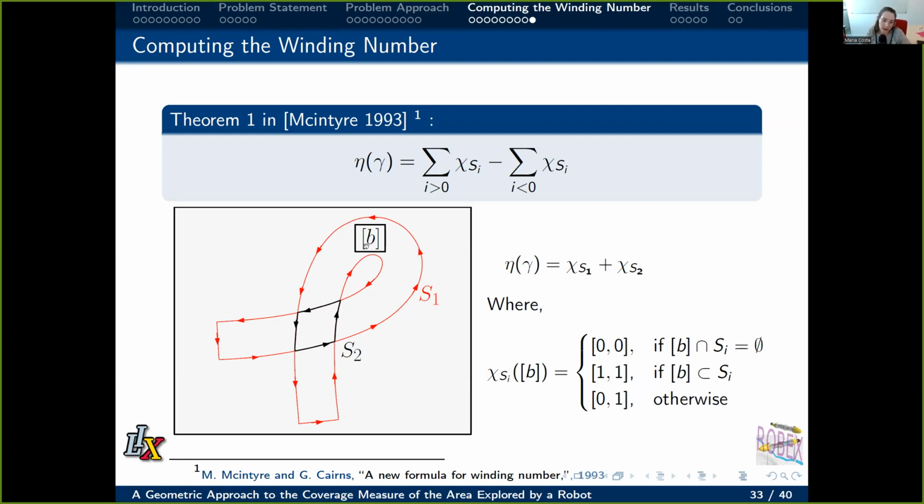So for this example, the winding number would be equal to the singleton 1. And for this example, it would be the interval [0, 1]. So the winding number contains all the possible solutions for the winding number that we have inside this box. And as I will mention in the results, the fact that we compute the winding number for boxes instead of points will help to adapt our code to deal with the uncertainty in the robot's trajectory later.